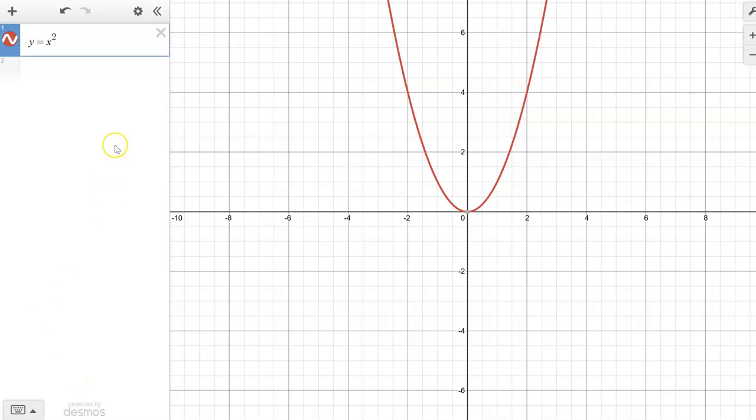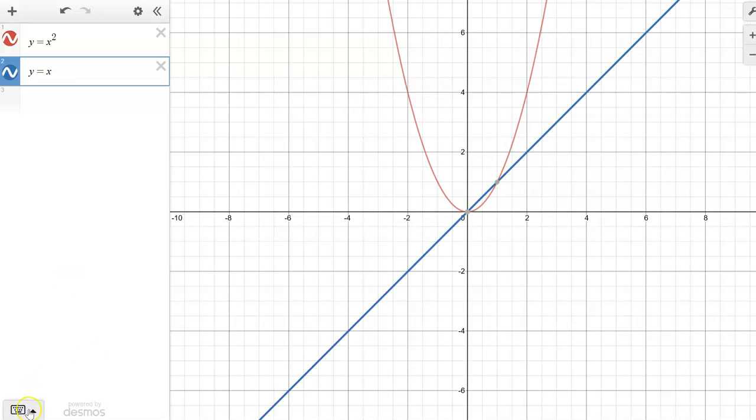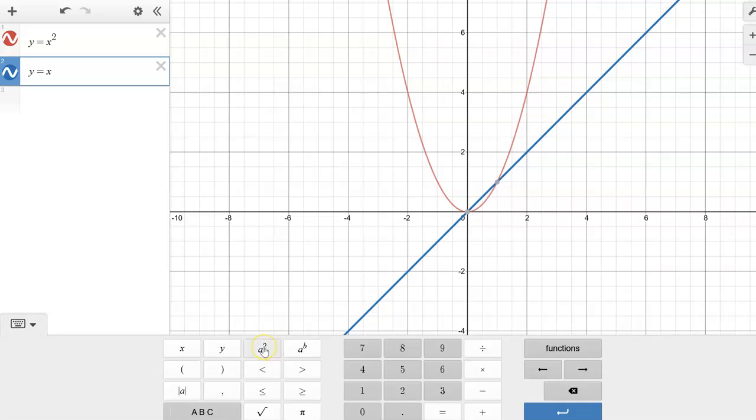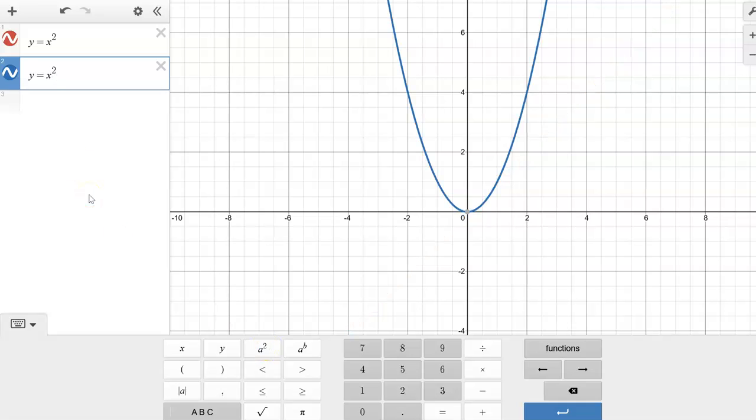Now let's see what happens when we add. I'm going to add another one by just pressing enter. When I press enter on my keyboard, it goes down to the next line, which creates another one. We're going to start with x squared again: y equal to x squared. But now I'm going to add 1. The blue graph is the new one. The red is the parent function. Now look at it and see what is happening.